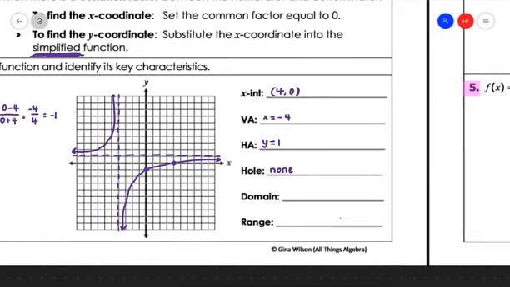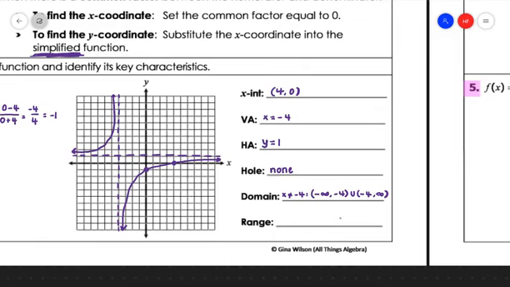Now our domain, our x values, are going all the way across the x-axis except where x is equal to negative 4. So at that vertical asymptote, we don't have any x values. So we write that as negative infinity all the way to negative 4, not included, union negative 4 to infinity. So if we did have some value at negative 4, we would put a bracket on it. But since we cannot use negative 4 at all, we're going to put the parentheses on it.